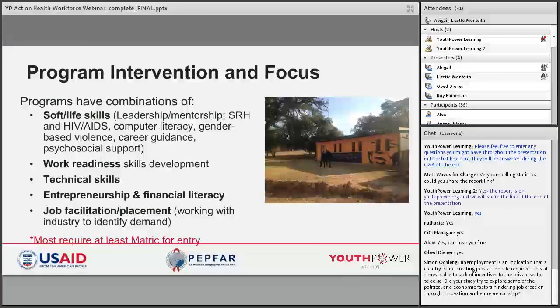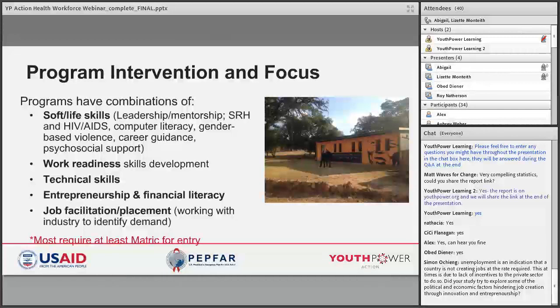So the programs that we looked at: in total there were 25 in-depth interviews with stakeholders. Of the 25, 13 were programs specifically. These 13 programs offered a variety of interventions, but they had a combination of the following. Many programs focused specifically on work readiness, where they provided training leading to careers, whether in the health and social service sectors or other specific sectors, or more broad work readiness skills development. Some allowed for direct job placement opportunities, through partnerships with industry and government, and some of these programs work closely with industry to identify need and demand and to be flexible in that way. Other programs more holistically focused on the individual and on soft skills development, things like leadership, mentorship, HIV/AIDS, computer literacy, gender-based violence, financial literacy, career guidance, and general psychosocial support.